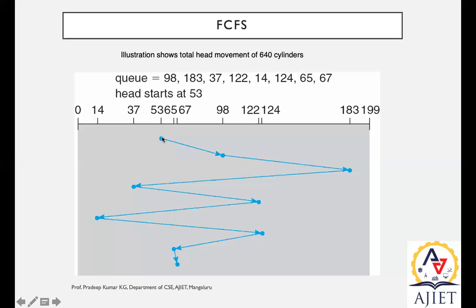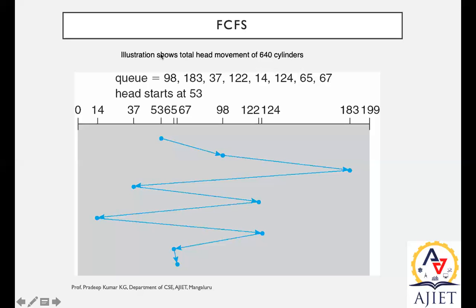Now we are supposed to visit the queue and follow it. The queue has many entries, and these entries are nothing but IO requests. According to the first come first serve algorithm, we check the queue. 98 appears first, so 98 is served. We draw an arrow from 53 to 98. This arrow represents the movement from the 53rd position to 98.